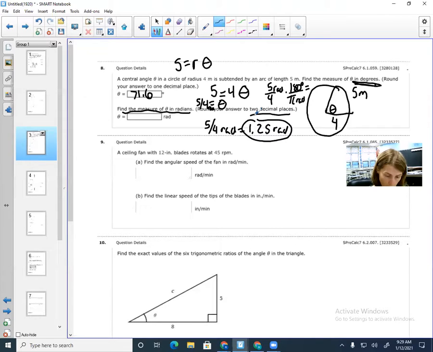Okay, do you guys have one that you want to go over? Or if not, my next one I want to go over is number 9. This is the next one I'm going to go over.